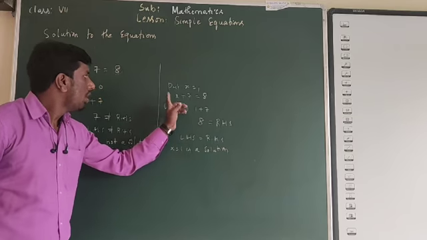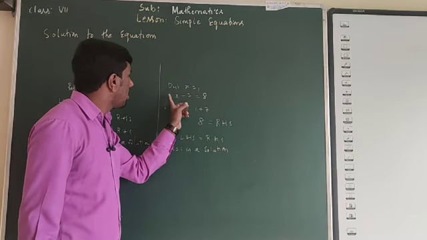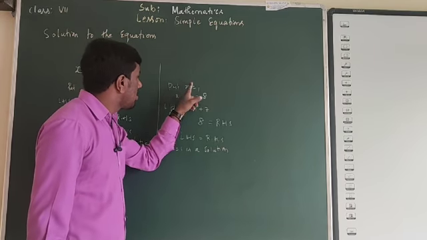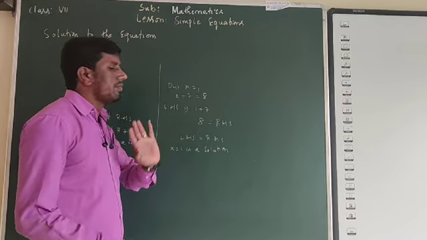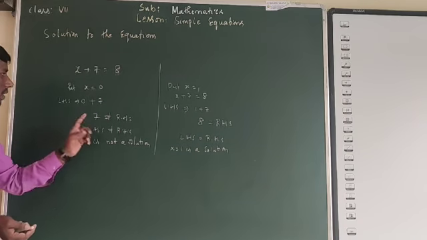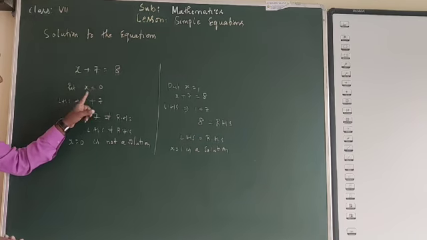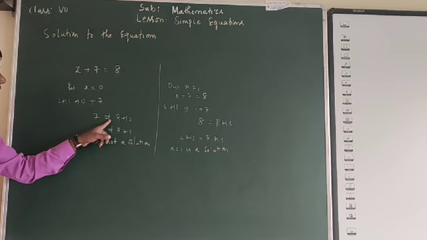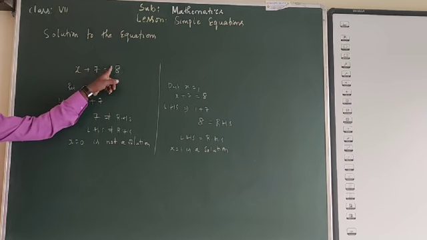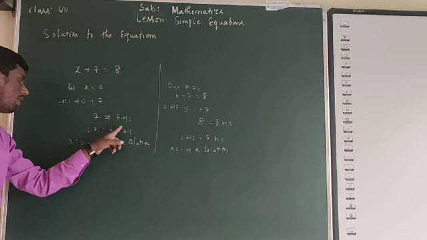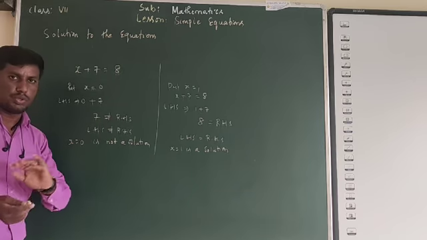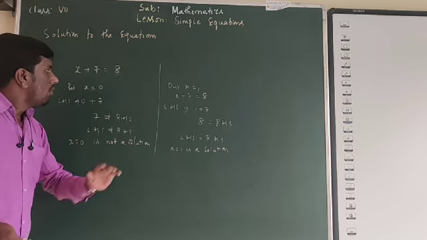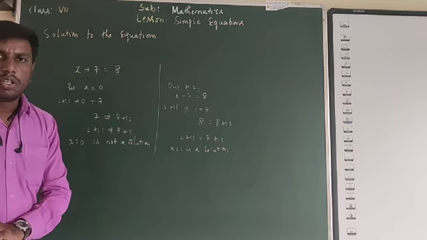Why is it a solution? Because if I replace x with 1 in the equation, I get LHS equal to RHS. Therefore, this is a solution. Whereas if I replace x with 0, I am not getting LHS equal to RHS. Here I get 7, but the RHS is 8. Therefore LHS is not equal to RHS, so x is equal to 0 is not a solution, whereas x is equal to 1 is a solution.